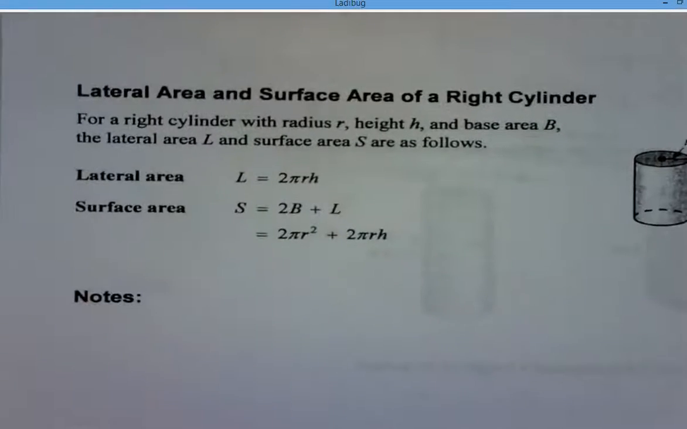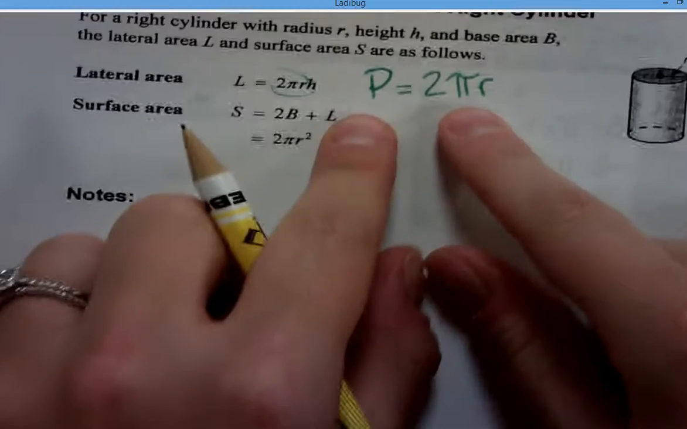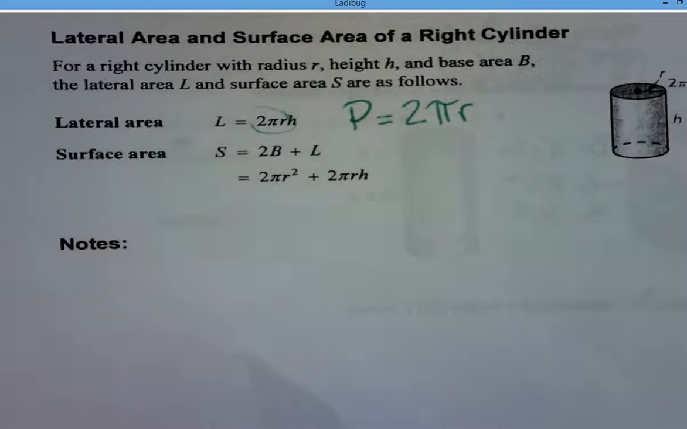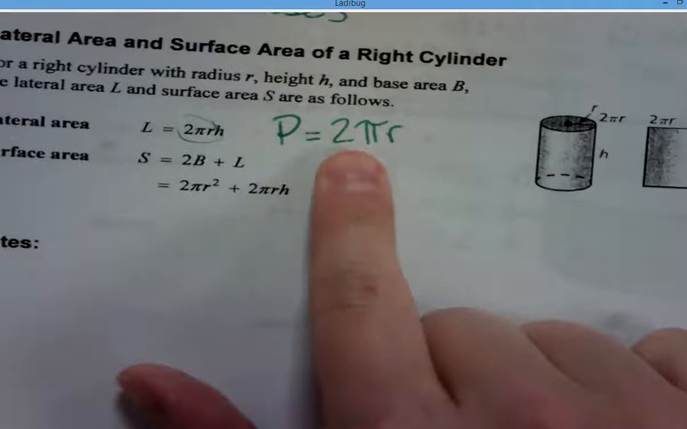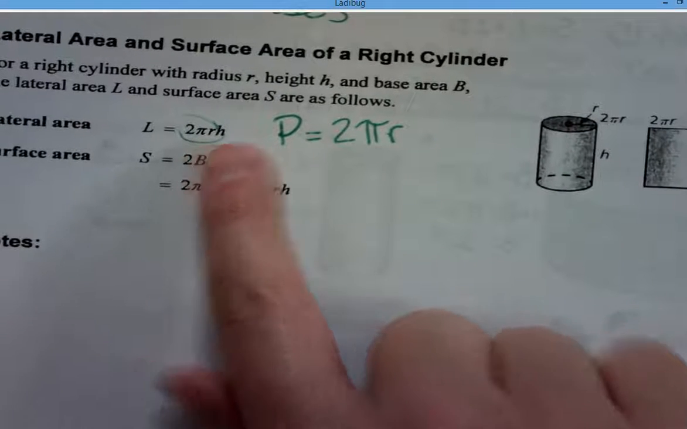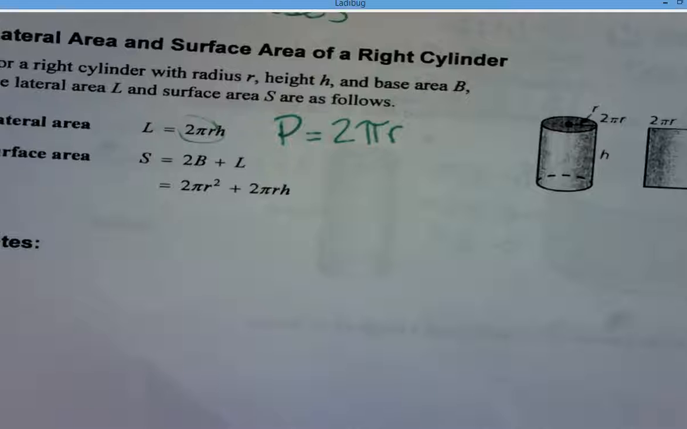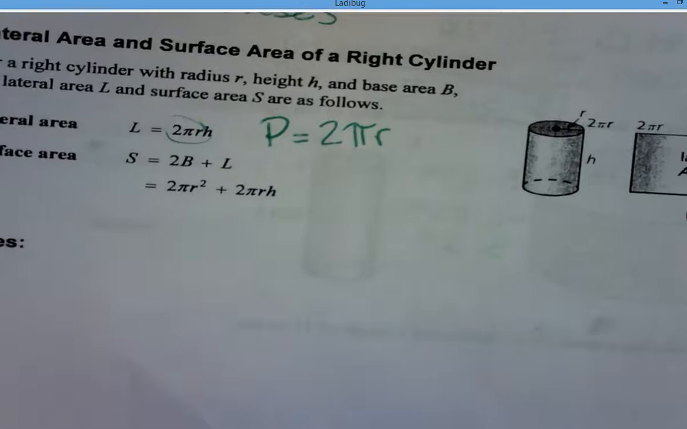Cylinders. These formulas are coming from this page. Notice the difference here. This is still L equals the perimeter times the height. Just the perimeter of a circle is the circumference. So these are actually the exact same formulas as prisms, but they just look different. I'm going to use L equals 2 pi r h, but just know it's the same as the perimeter.